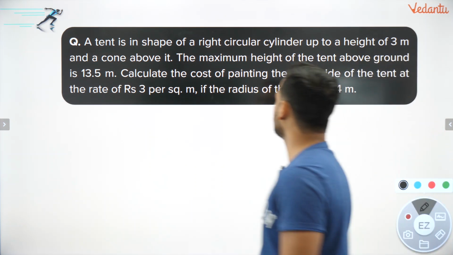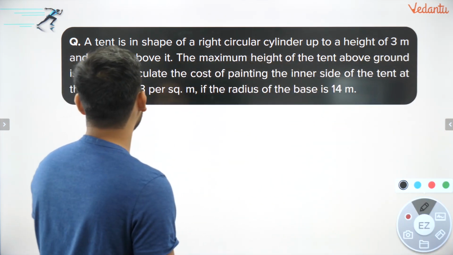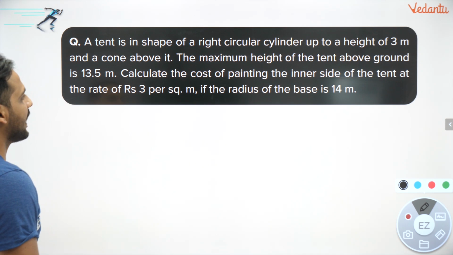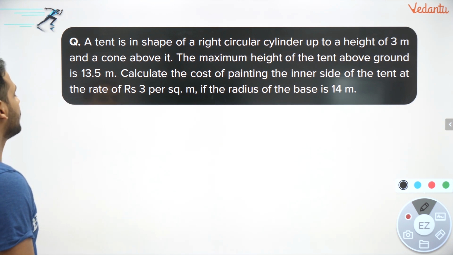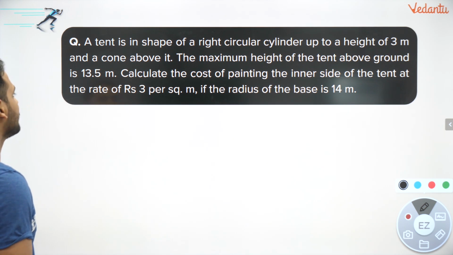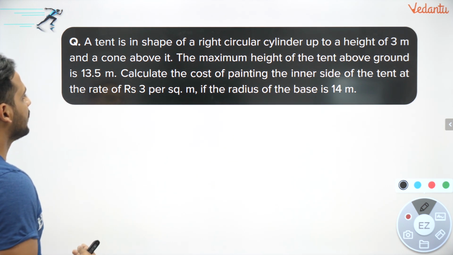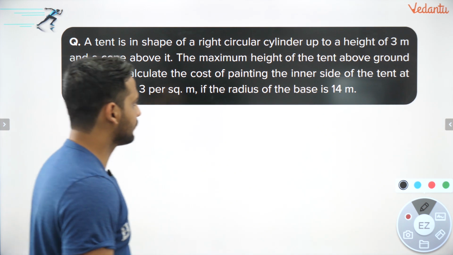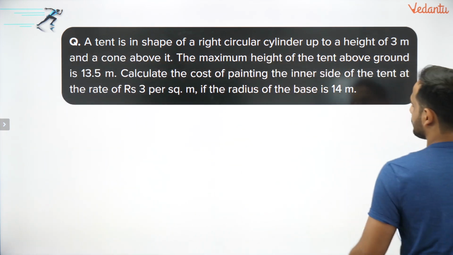A tent is in the shape of a right circular cylinder up to a height of 3 meters and a cone above it. The maximum height of the tent above ground is 13.5 meters. Calculate the cost of painting the inner side of the tent at the rate of rupees 3 per square meter if radius of the base is 14 meters. Again, this is the combination of shapes.